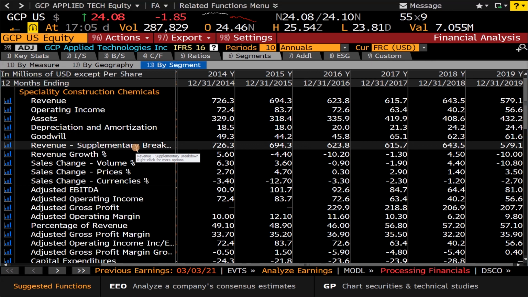So at this point, we've gone through the major components of the FA function that should assist an analyst performing research on a specific company. The FA function is very interactive, so feel free to click on the numbers to see what will pop up in order to dive deeper in your analysis.